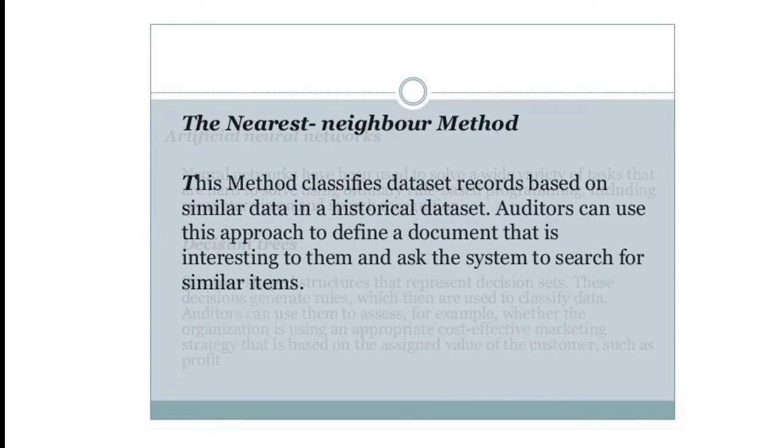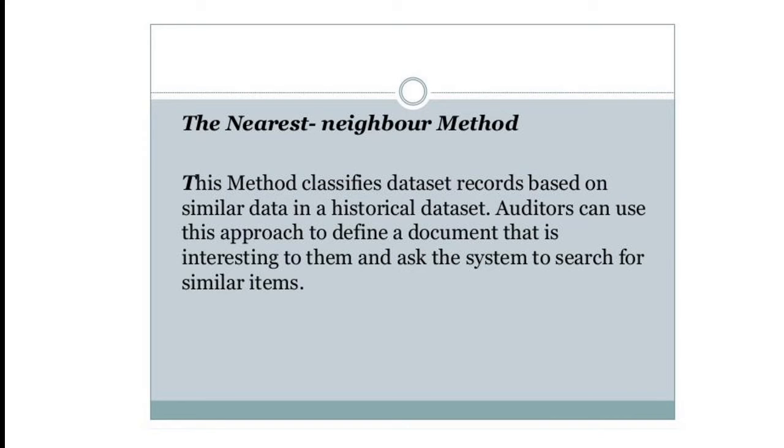And the next one is the nearest neighbor method. This will be classified according to the data sets, records based on similar data in the historical sheet. Whichever data are nearby, if it is somewhat similar, each and every data will be taken. What is the reason? Why do we need it?